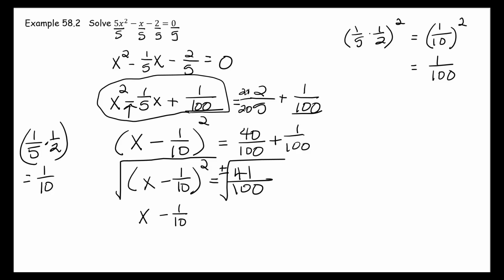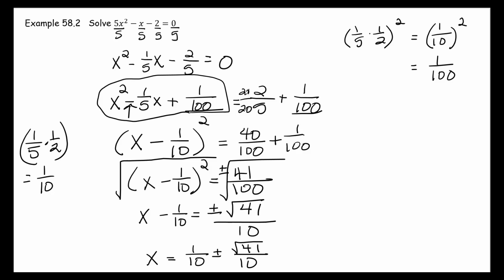1/10. On the right side, we have plus or minus the square root of 41 over the square root of 100, which is 10. Now we're going to add 1/10 to both sides to get x by itself. So we will have x equals 1/10 plus or minus the square root of 41 over 10. And that is your final answer. Those are the two solutions to this equation. 1/10 plus the square root of 41 over 10 and 1/10 minus the square root of 41 over 10.